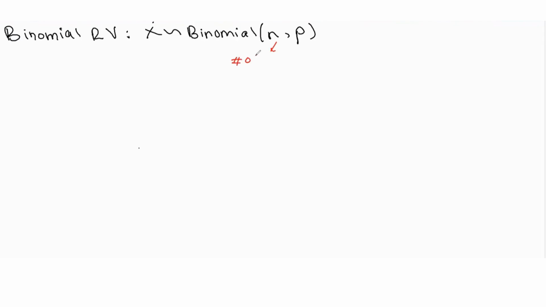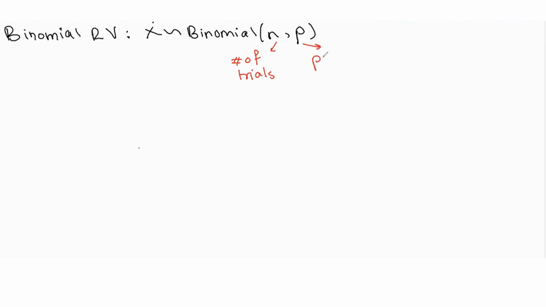We want to now discuss binomial random variables. Binomial random variables have two parameters. So if I say X is a binomial random variable, there will be two parameters over here. One is going to be n, the other is going to be p. Now, what is n, what is p? N is the number of trials, because in binomial random variables, we have a finite number of trials.